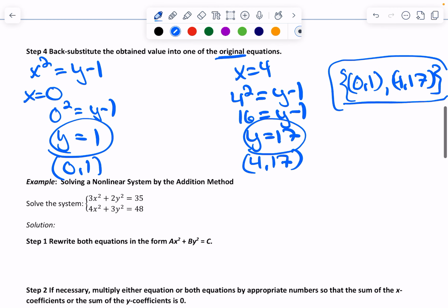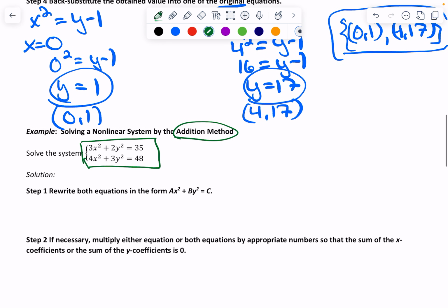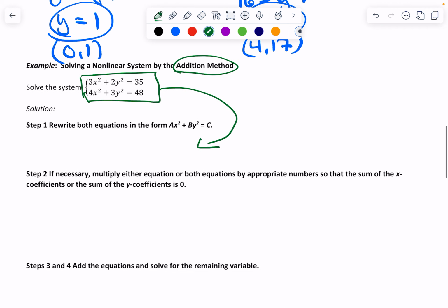Okay, next one, we're gonna solve a nonlinear system by addition method. We have the system right here. Now it's asking us to rewrite both equations in the form. Well, they already are in the form ax squared plus by squared plus c. We don't need to rewrite it. I'm actually going to go ahead and rewrite them over here in step 2.